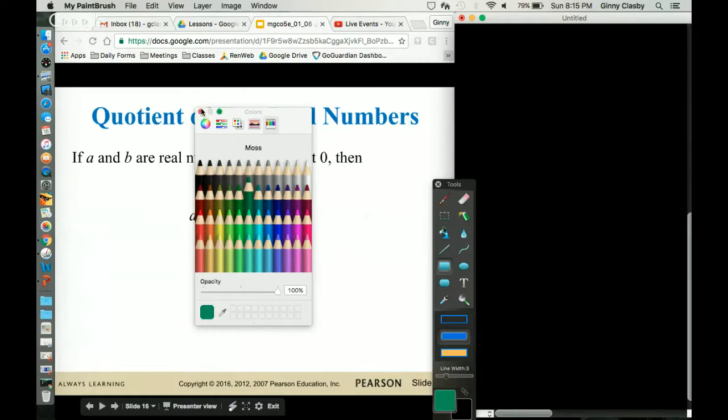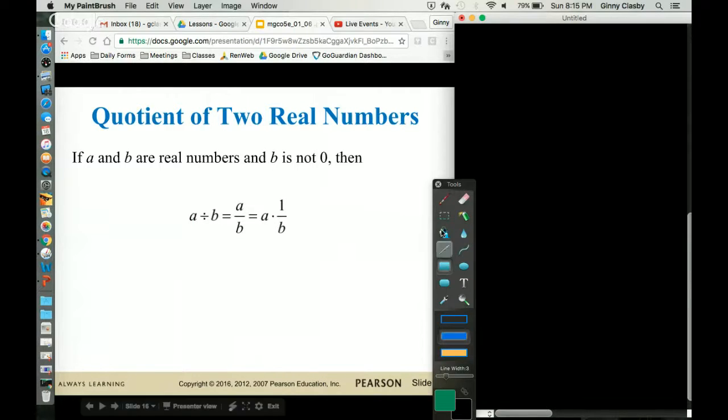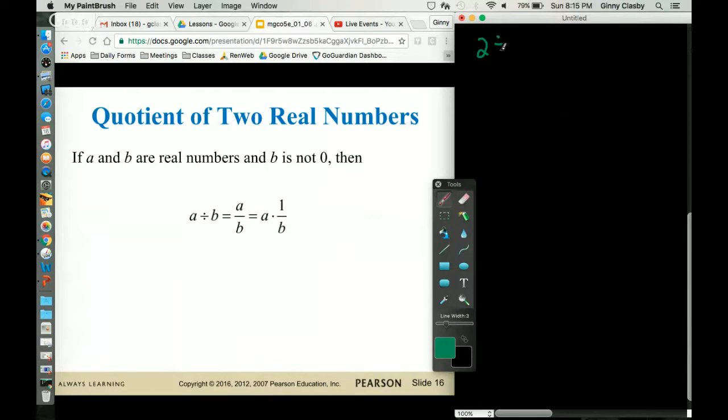So if you think about it this way, if you have 2 divided by 4, 2 divided by 4 is the same thing as saying 2 over 4, which is also the same thing as saying 2 times 1/4. Okay, and if you really want to go really far with this, it's the same thing as saying this. All of these are the exact same problem.